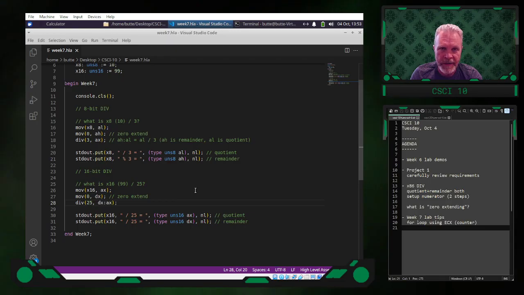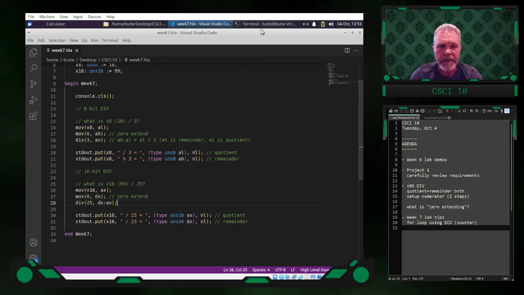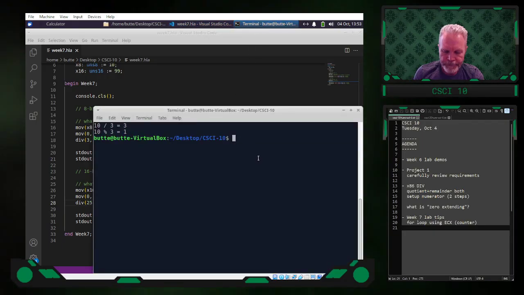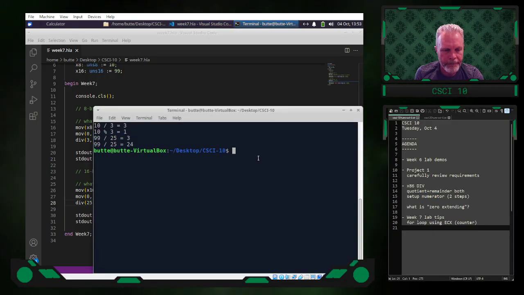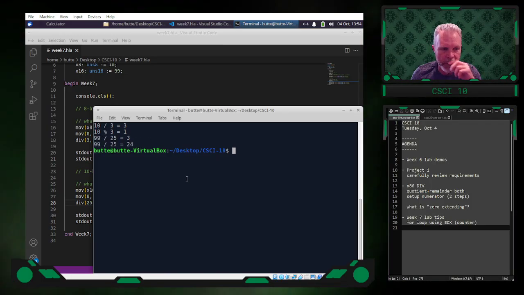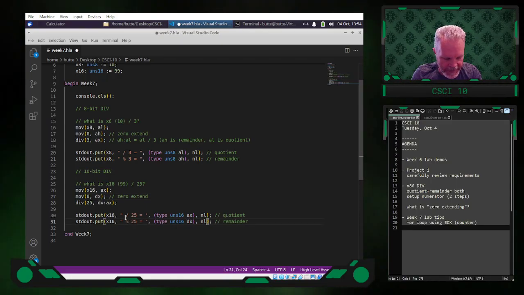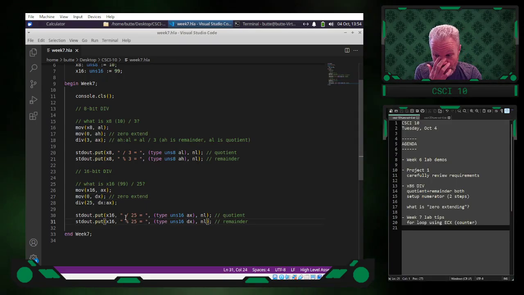You will be lucky if you do. Okay, so 99 divided by 25 should be 3 with a remainder of 24, I think. Yeah, right? So those are correct results, 3 and a remainder. Oh, I should have made it be a mod symbol, so that we are reminded that that is a remainder, even though I know I didn't have to do a mod.